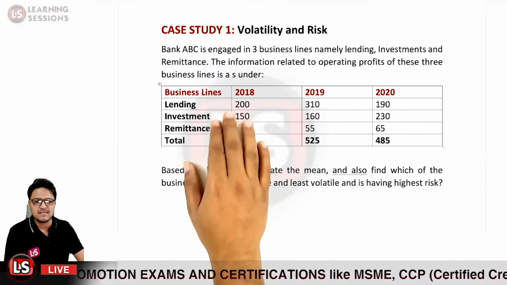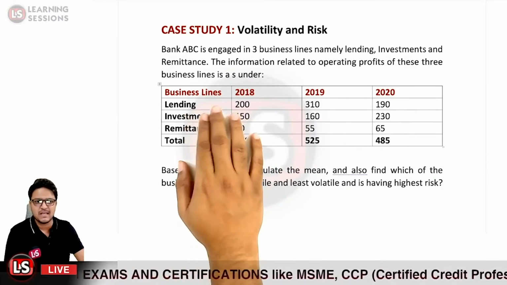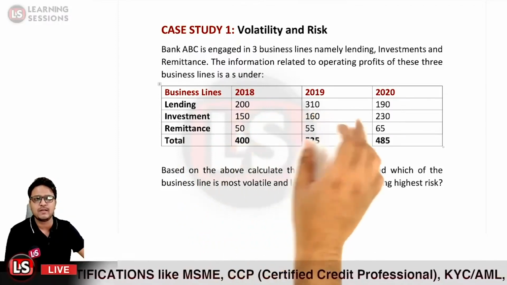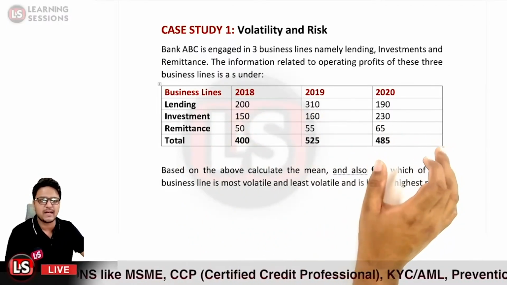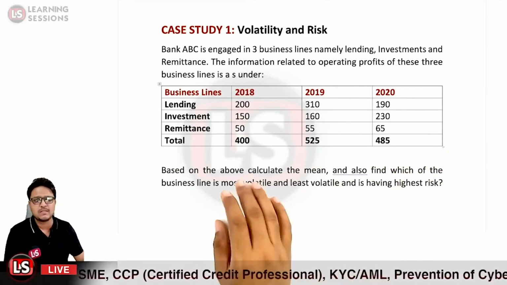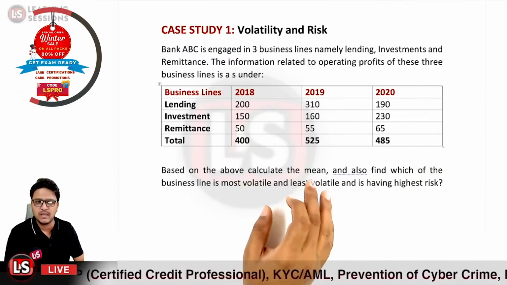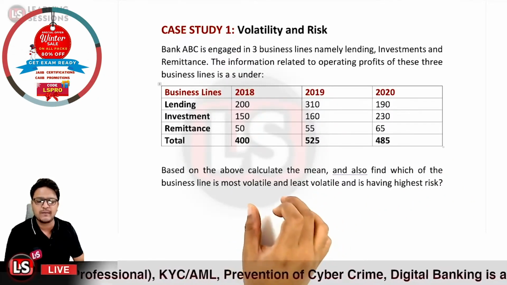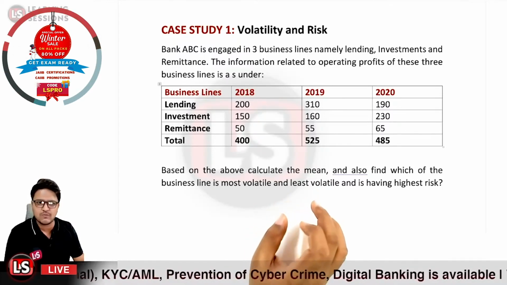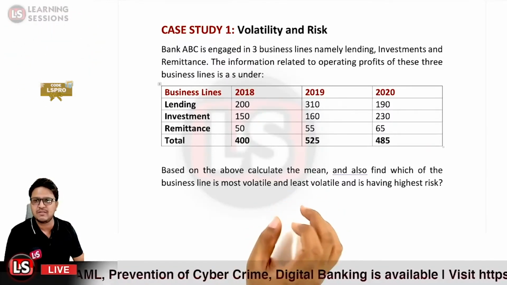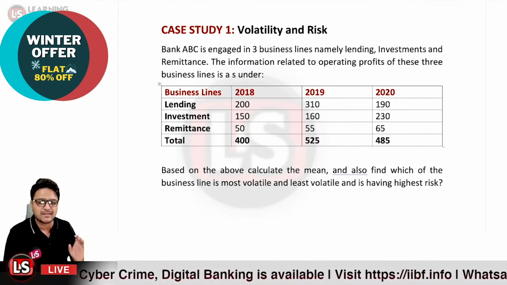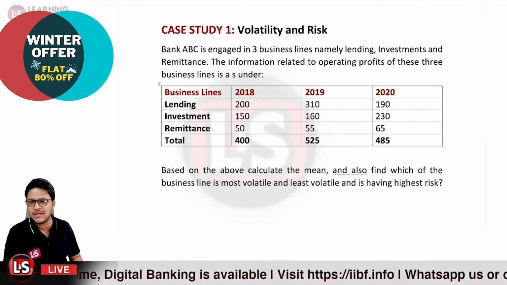So these are basically the business lines, that is lending, investment and remittance, and against them the operating profits are given for the different years 2018, 2019 and 2020. Based upon the above, we need to calculate the mean, and also we need to find out which of the business lines is the most volatile, which is the least volatile, and further which is having the highest risk associated with it. That can be done if we calculate the volatility.